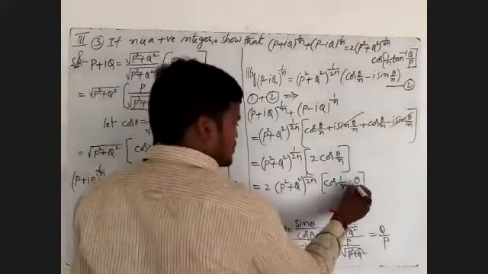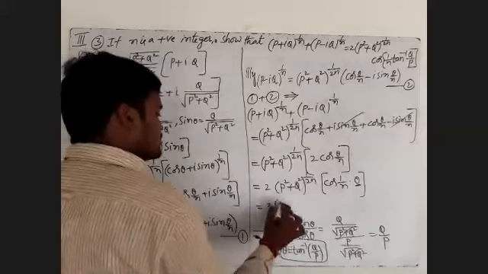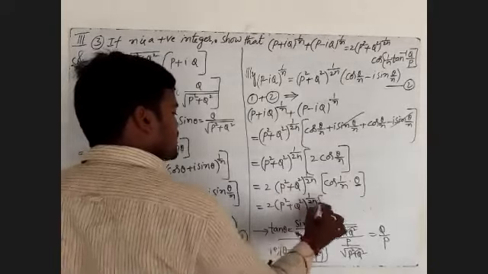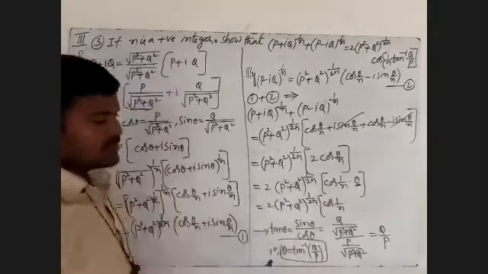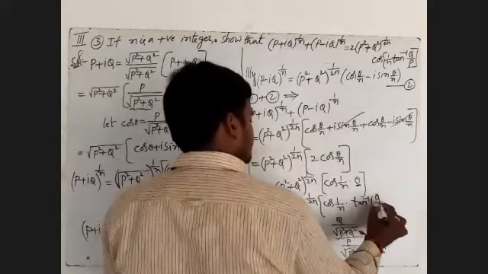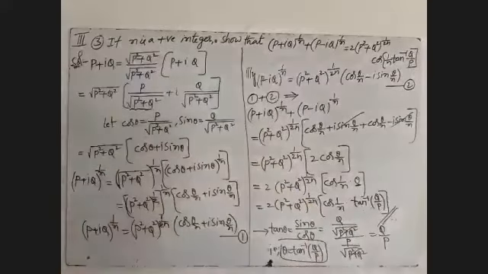Substituting θ as tan inverse q by p, we write 2 (p² + q²)^(1/2n) into cos of 1/n into the value of θ, which is tan inverse q by p. This is the proof of the given one.